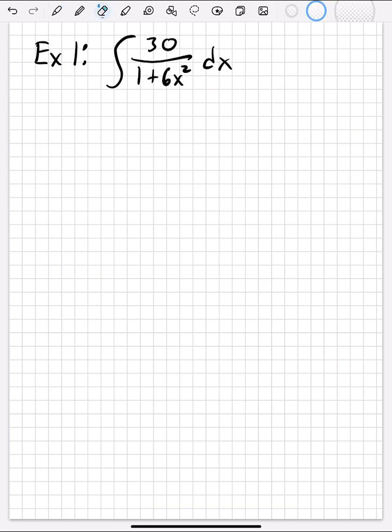All right, and so I have an example here that I want to go over on how we're going to go about these. So I'm going to say, let's integrate 30 over 1 plus 6x squared dx. Or excuse me, not 6x squared, 36x squared.